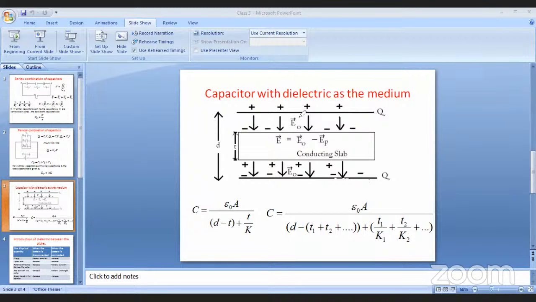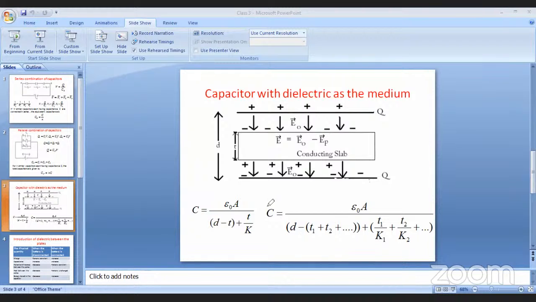And you can also place different dielectric materials of different thicknesses in between the two plates of the parallel plate capacitor. If you have many dielectric materials of different thicknesses t1, t2, t3, and so on, with dielectric constants K1, K2, K3, the capacitance is C equal to epsilon naught A divided by d minus the sum of the thicknesses plus t1 by K1 plus t2 by K2, and it goes on. So when you place dielectric materials of different thicknesses and different dielectric constants, you will get this equation. This is the important thing which you need to know as far as this concept is concerned.